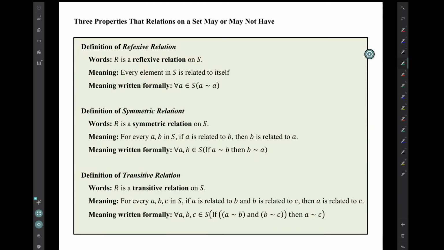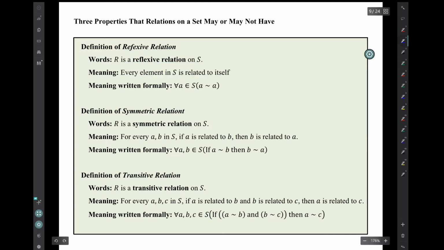Now I want to discuss 3 properties that relations on a set may or may not have. The first is the property of being reflexive. We say that a relation is a reflexive relation on a set to mean this: every element in the set capital S is related to itself. Now we can write that in formal notation, that is abbreviated using logical symbols. Can write it this way. Here's the quantifier. For every element A in set capital S, A is related to A. Every element of S is related to itself.